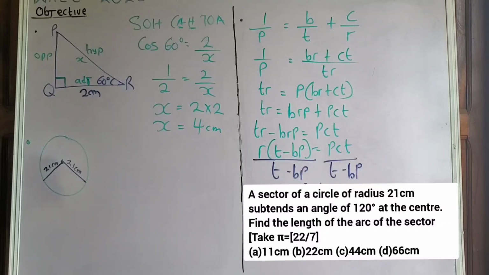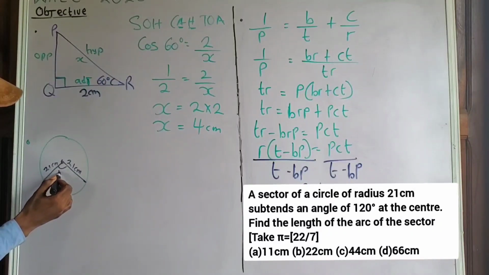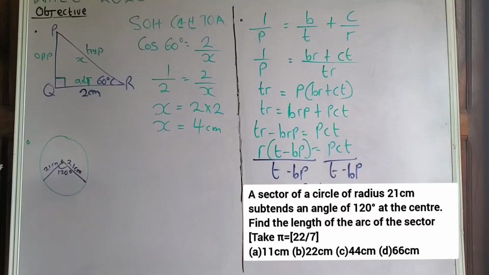21 centimeter. Now we are asked to find the length of the arc of the sector. The angle which this radius subtends is what? 120. So this angle is 120 degree. Okay, how do we calculate the length of the arc? This is what we are looking for. The length that we are looking for is this length. Let me call this length AB. Okay, what we are looking for is this. This is the length that we are looking for. So how do we calculate this length?